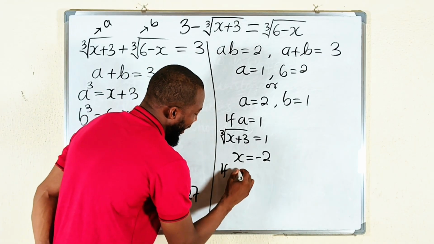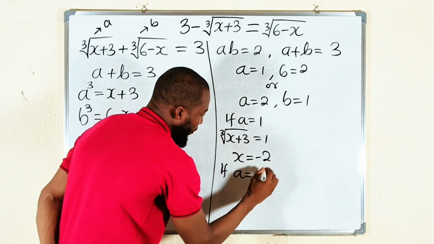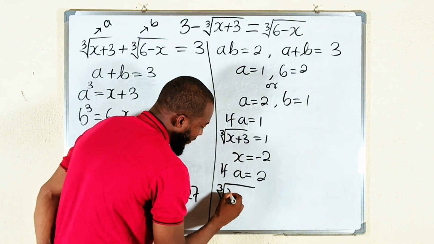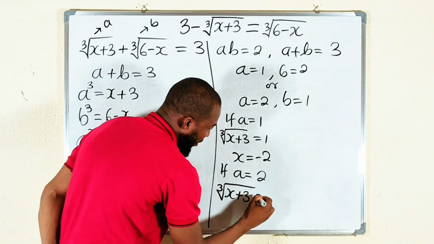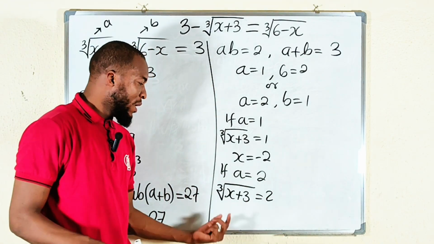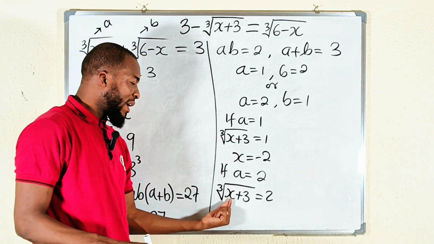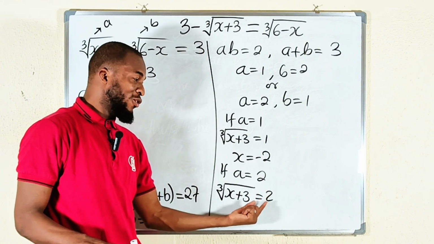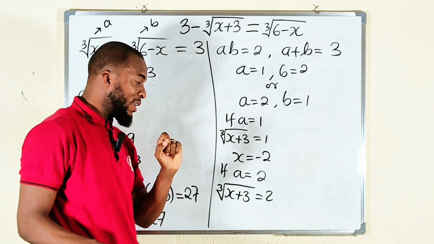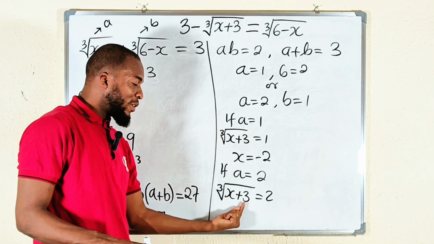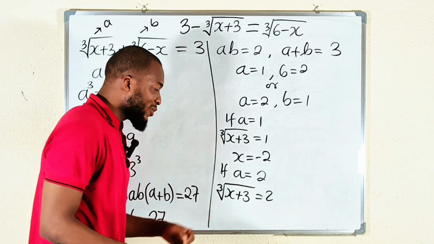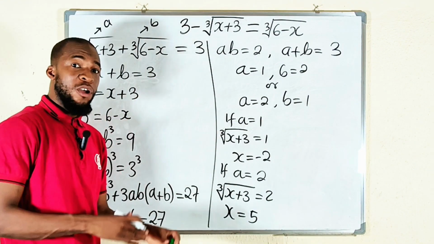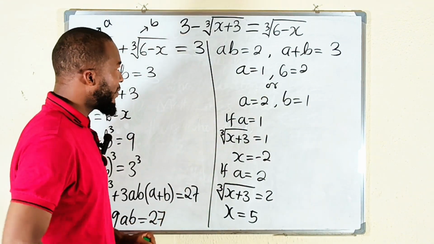And if A is equal to 2, it implies that the cube root of x plus 3 is now equal to 2. What do you do? You cube both sides, you have x plus 3 equal to 8, because the cube of 2 is 8. 2 to the power of 3, 2 times 2 times 2 is 8. So if x plus 3 is 8, it implies that x must be equal to 5. If you have enough space, you should write all of these things.